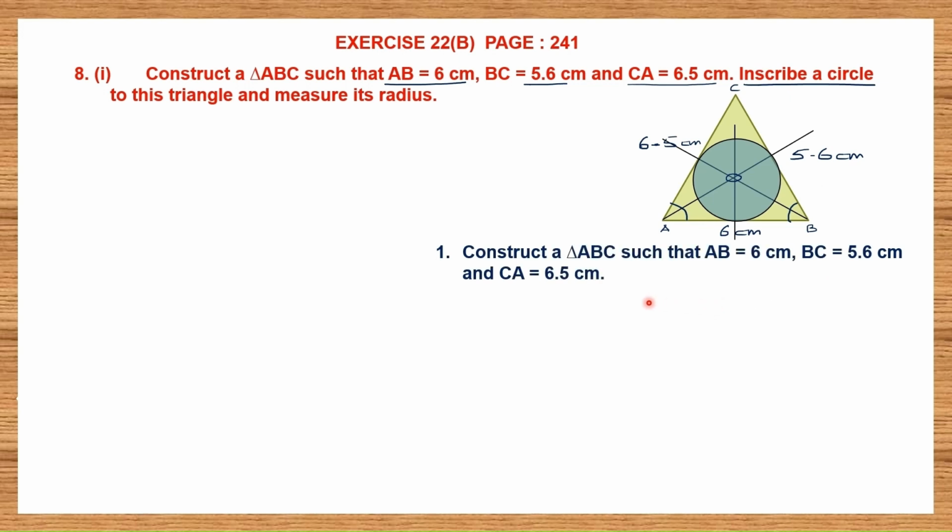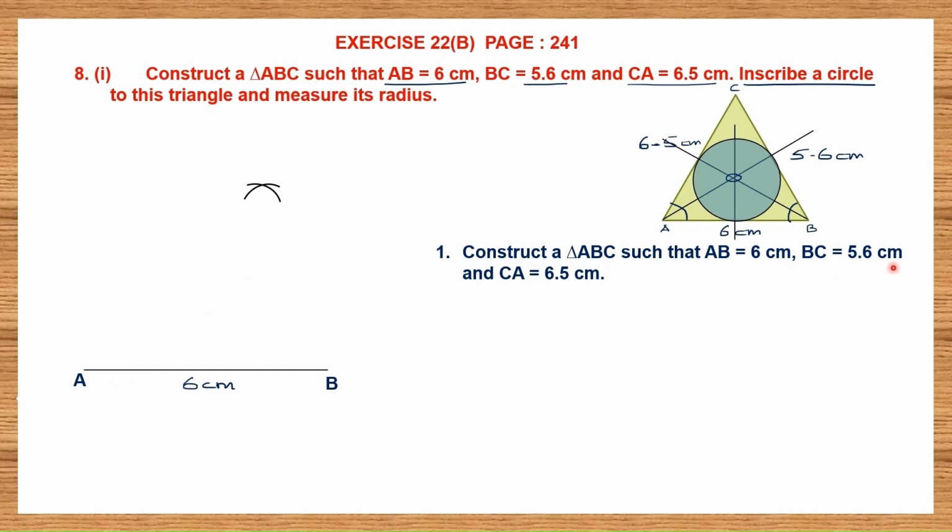So first step is construct triangle ABC, following all these measurements. First step is drawing a line, writing A, B, and the measurement here is 6 centimeters. Then BC is 5.6 centimeters and CA is 6.5 centimeters. That means we're going to get C here. So place your compass needle at A and measure 6.5 centimeters and draw an arc. So we're going to place it at A and cut an arc, and that is 6.5 centimeters.